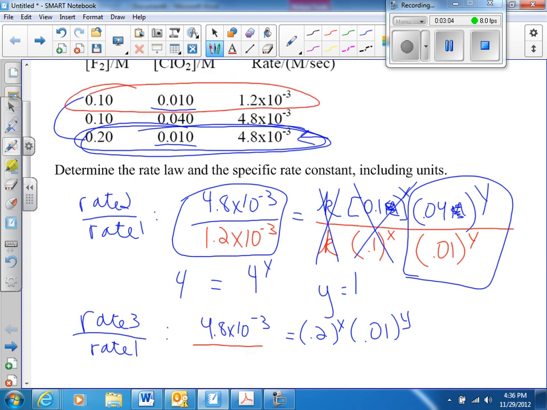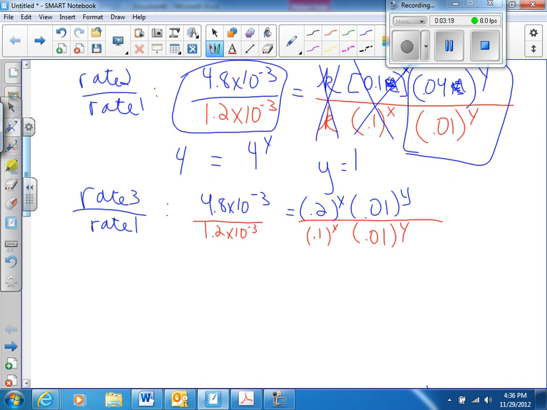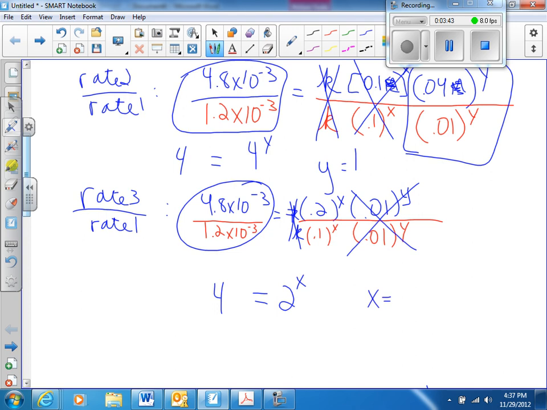Rate 1 is 1.2 times 10 to the minus 3, and I have 0.1 to the x, 0.01 to the y. Now I check what can I cancel. I just noticed I forgot to put in my k's, so I just put them in, but I'm going to cancel them because they cancel out. And the 0.01 to the y's also cancel out. My left side is equal to 4, and my right side is equal to 2 to the x. So what does x have to be? 2. 2 squared is 4.